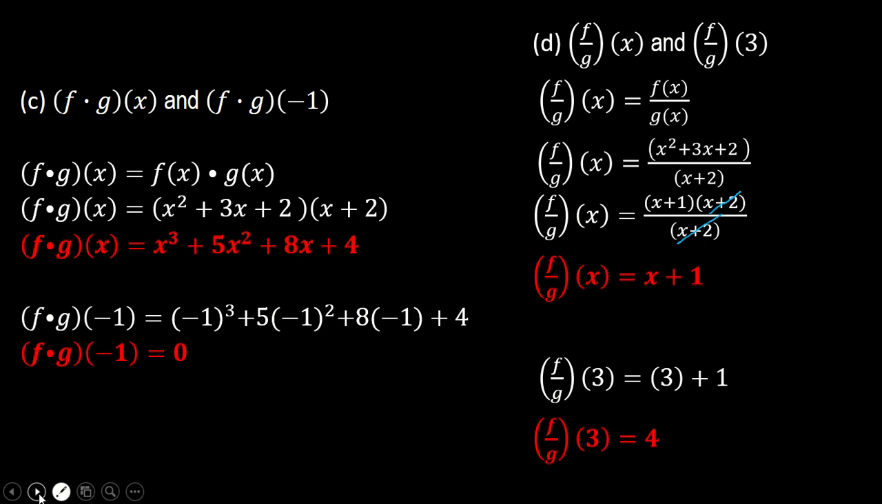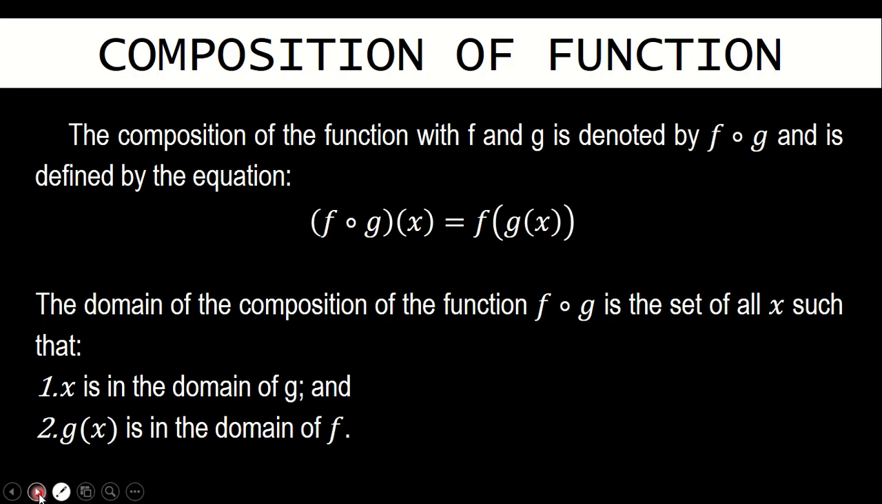Okay, so as you can see here, for the operations on functions, we just perform the indicated operation: addition, subtraction, multiplication, and division. And also we can evaluate. For the last one, we have here composition of functions. The composition of the functions f and g is denoted by f circle g and is defined by the equation f circle g of x is equal to f of g of x. So the domain of the composition of the function is the set of all x such that x is in the domain of g and g of x is in the domain of f.